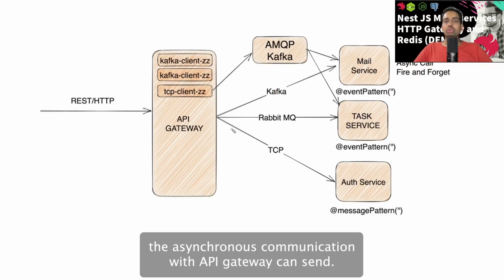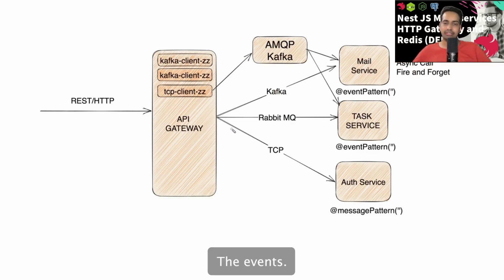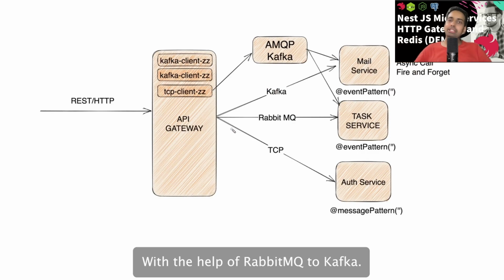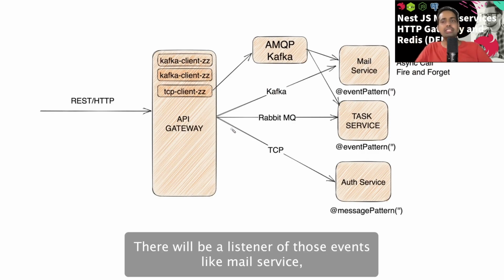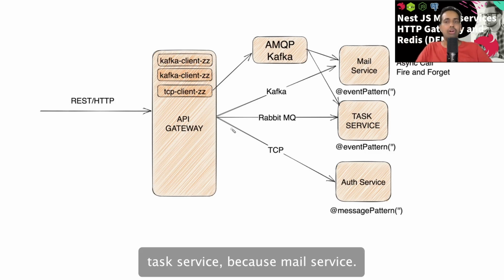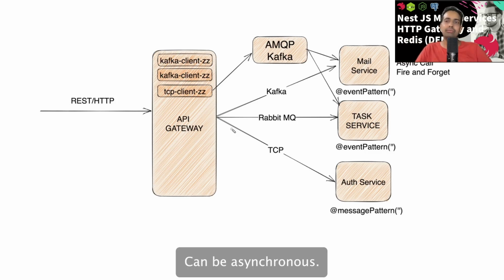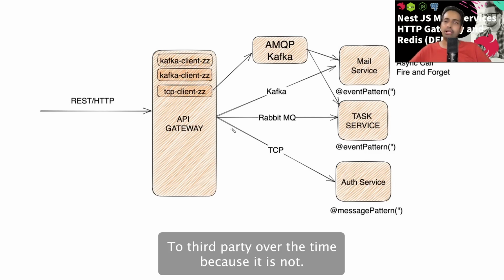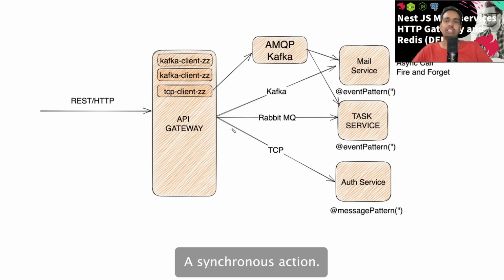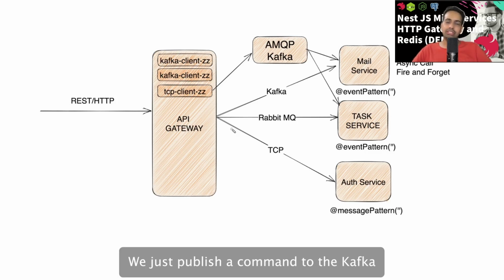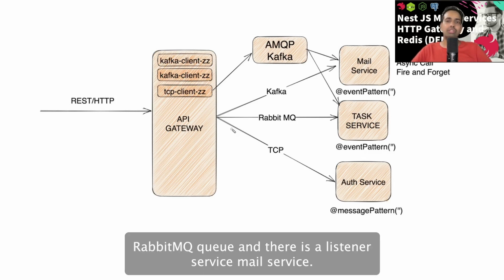Similarly, we can also do the asynchronous communication where API gateway can send events with the help of RabbitMQ or Kafka. So API gateway will send an event. There will be a listener of those events like mail service or task service, because mail service can be asynchronous. Based on that event, I will be sending email to a third party over time because it's not a synchronous action. We just publish a command to Kafka or RabbitMQ, and there is a listener service, the mail service.